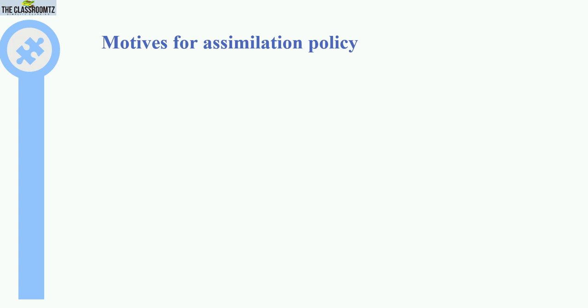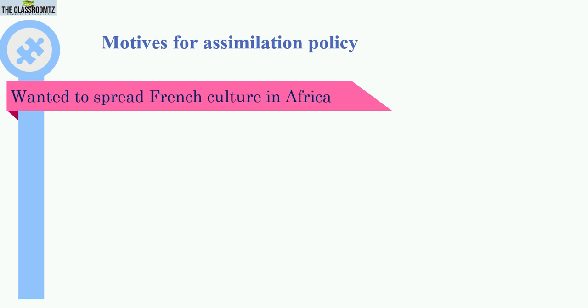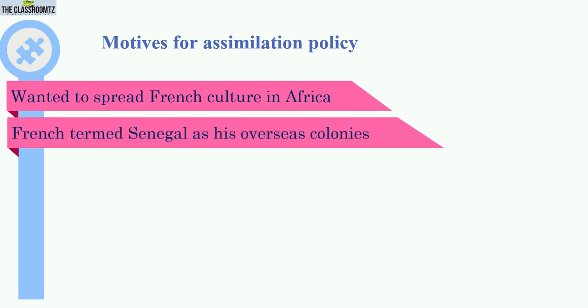Why assimilation? Number one, to spread the French culture. The more people practice your culture, the more you are spreading it. So most Africans became French and acquired French culture. The French termed Senegal as an overseas province or colony. Because of this status of the colony, France wanted to make Senegalese look like French people, because it believed Senegal was part of its country.